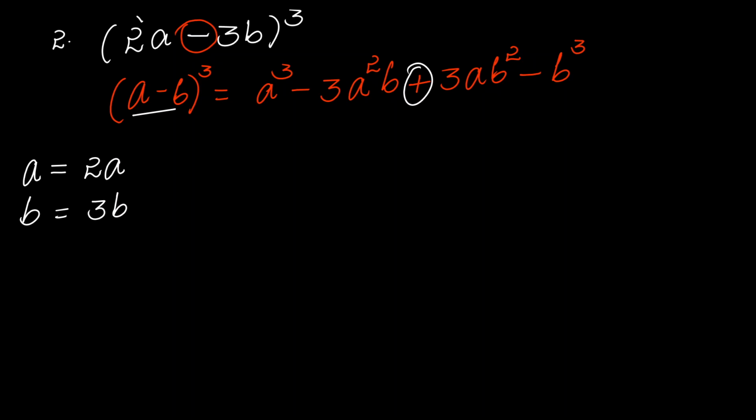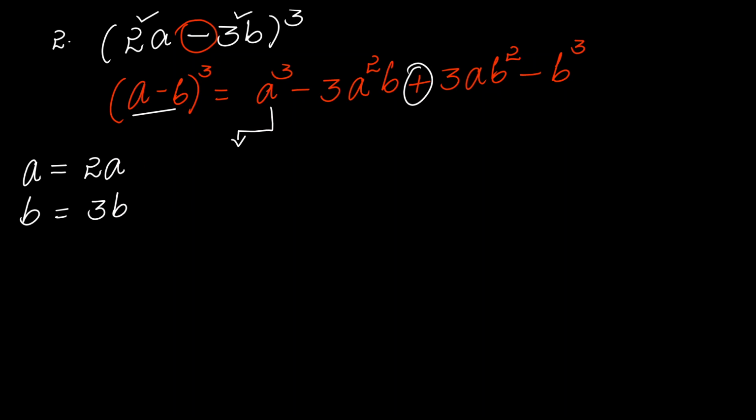So in the question, (2a minus 3b) whole to the power cube, you have to identify a. So what is a here? A is equal to 2a. In the question only they have given a and b, so you don't get confused here. So a is equal to 2a and b is equal to 3b. In the b you have to write the next term, which is 3b. Now let's substitute in the formula.